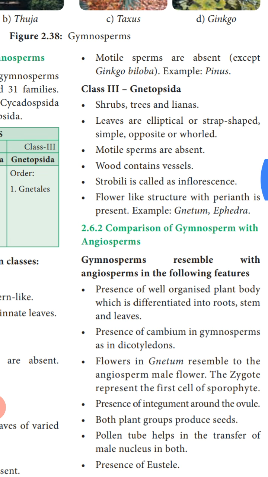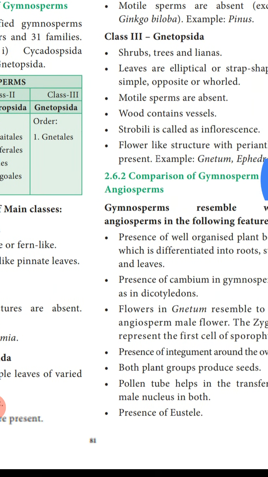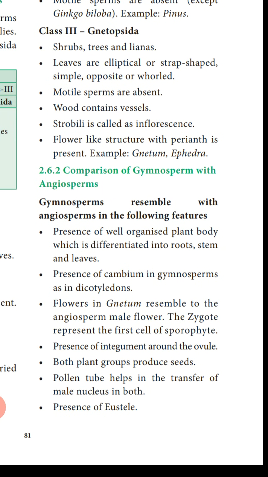Next, flower-like structures with perianth are present. Example, Gnetum and Ephedra. As we have studied, a flower has four whorls: calyx, corolla, androecium, gynoecium. When the calyx and corolla are not differentiated, that is, we are not able to identify separate sepals and separate petals, and the essential parts are surrounded by only one protective whorl, then that is called a perianth. The essential whorls, the androecium and gynoecium, are surrounded by only one protective whorl, and that whorl is called a perianth.